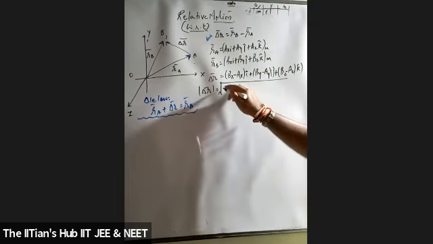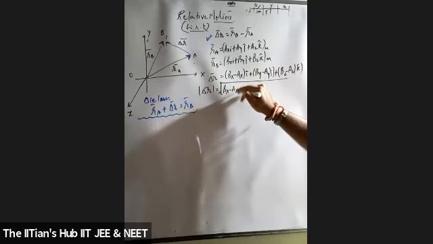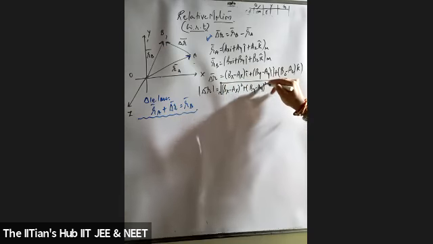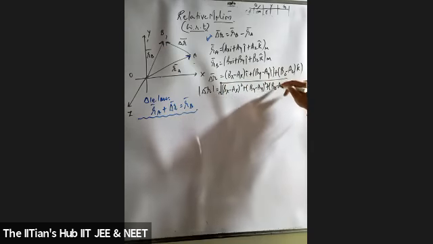This is the length of the longest rod. So can I say it's bx minus ax the whole square plus by minus ay the whole square plus bz minus az the whole square.